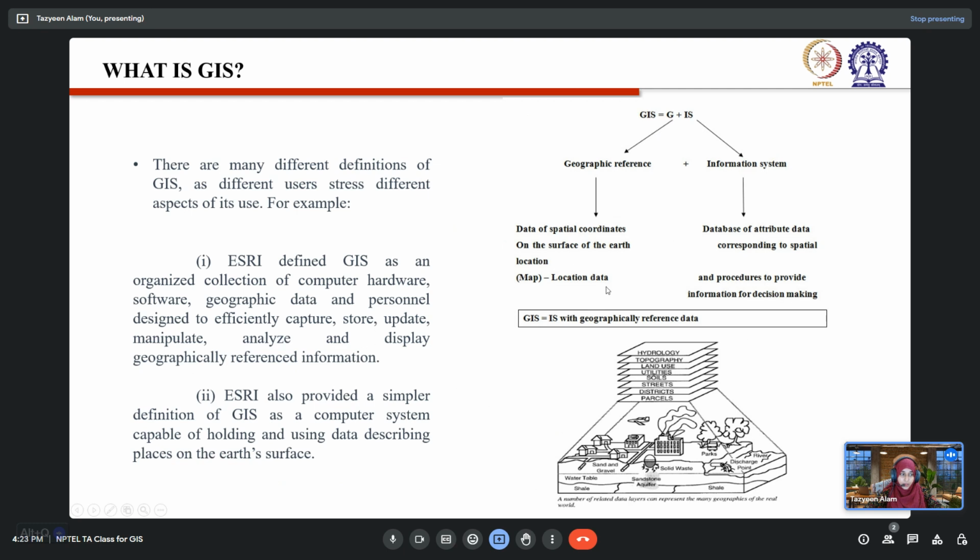So you are actually talking about the map, you get your specific location data. And when you are saying information system, that is the database of attribute data corresponding to the spatial data and procedures to provide information for decision making. So GIS is an information system with geographically referenced data. A number of related data layers can represent many geographies for the real world.